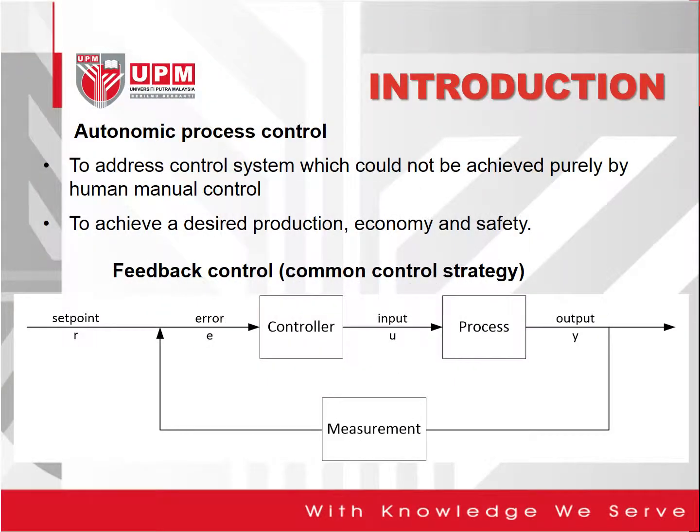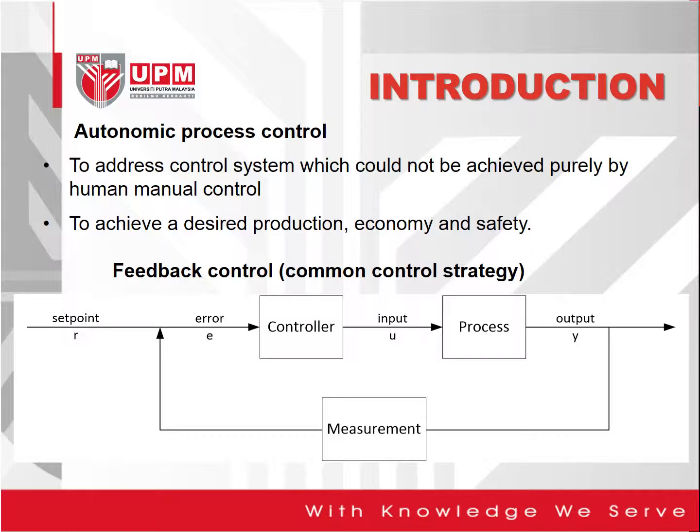Autonomic Process Control is a computer-based process control system that is used to address control systems which cannot be achieved purely by human manual control, and to achieve a desired production, economy, and safety.